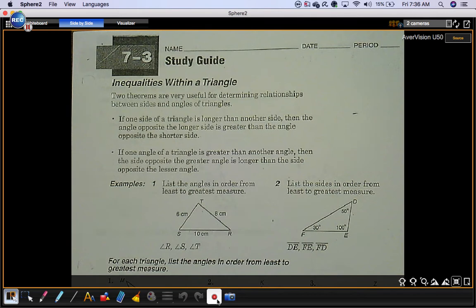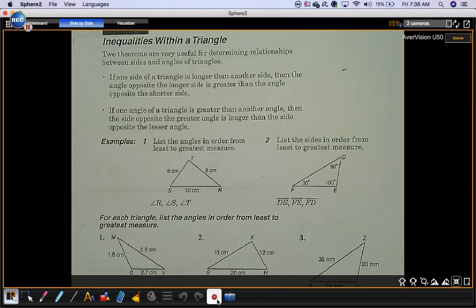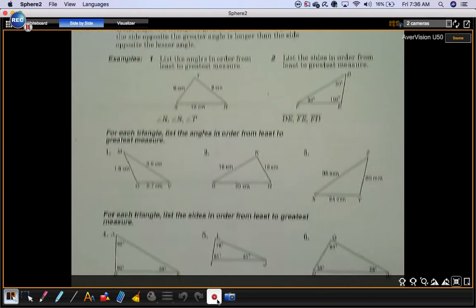Study guide for section 7.3, we're going to look at inequalities within a triangle. They tell you all this information that you need to know. If you want to put the angles in order, you list the sides in order. The angle that's across from the smallest side is the smallest angle. The angle that's across from the biggest side is the biggest angle, and vice versa. So this is a lot of good information that's a review of the lesson.